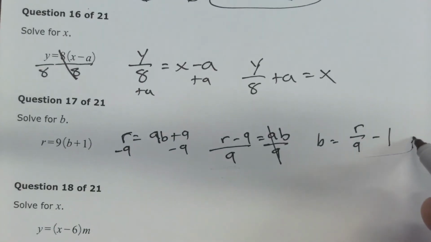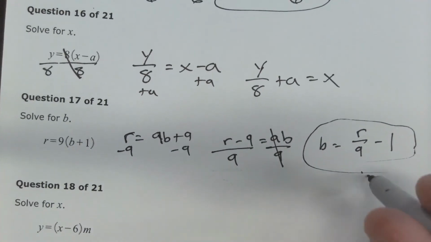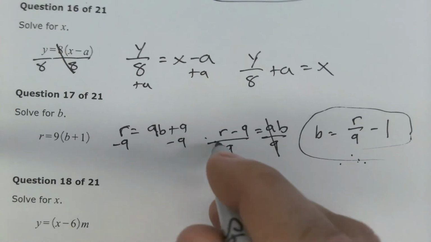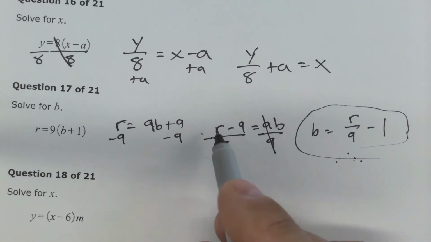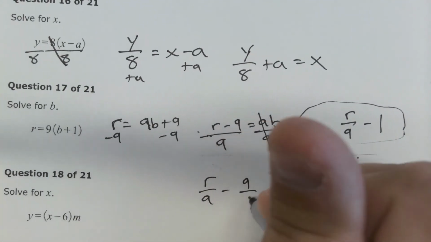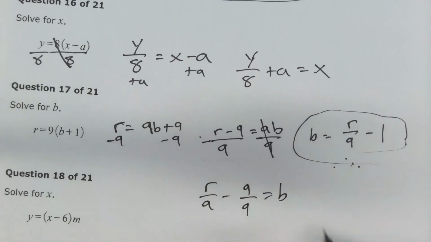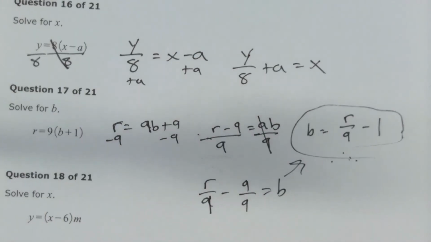Now, if you just divided both sides by 9 at the very beginning, you would have gotten to this back here. But by distributing, you then have to think, okay, we're going to have to go r over 9 minus 9 over 9 equals b to be able to get to the answer. Which, that's kind of hard, right? Just divide by whatever's outside of it first.